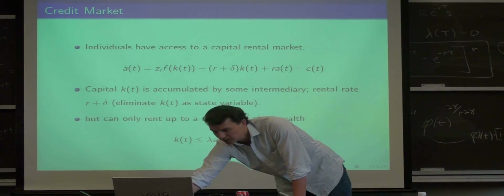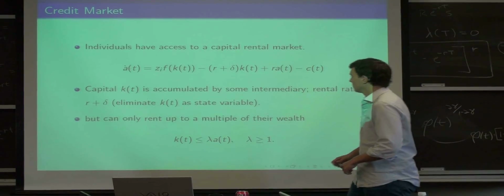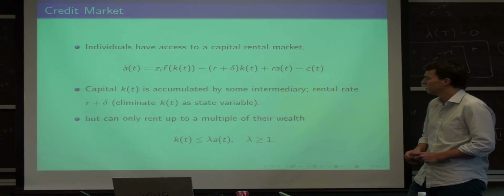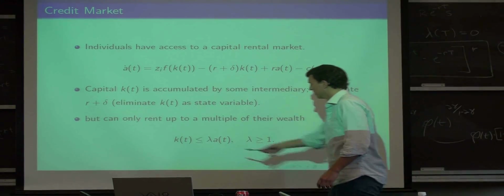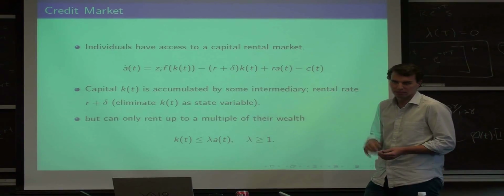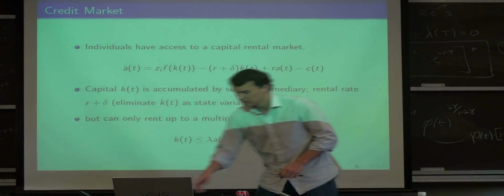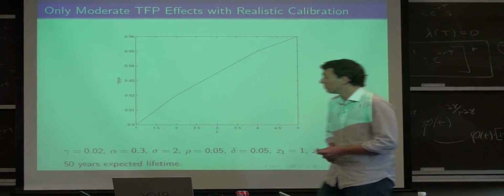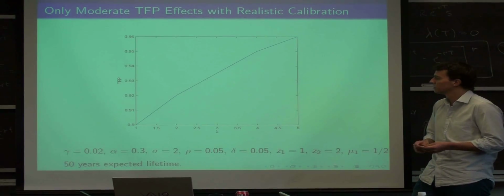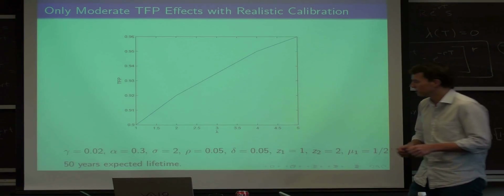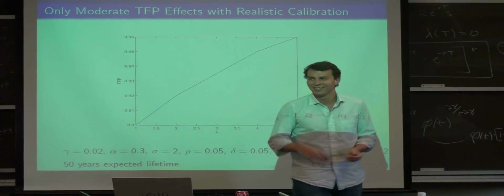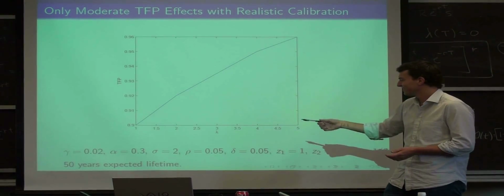And now we want to look at what kind of misallocation you get out. Just as before, we're going to put in a credit market where you can rent up to some multiple of wealth. Now we want to see what happens. What you actually get, unfortunately, is only very moderate TFP effects with a realistic calibration. By realistic calibration, I mean, in particular, a realistic expected lifetime. But I'll come to that in a second.